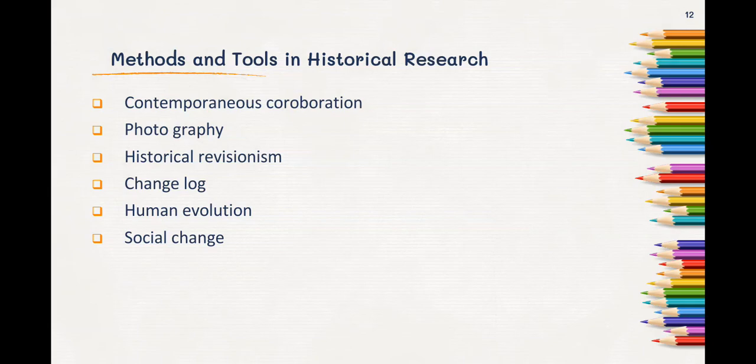Next is human evolution. So human evolution is a process of change and development of evolution by which human beings emerge as distinctively special. Next is social change. So changes in nature, social institutions, social behavior, or the social relations of a society or community of people.